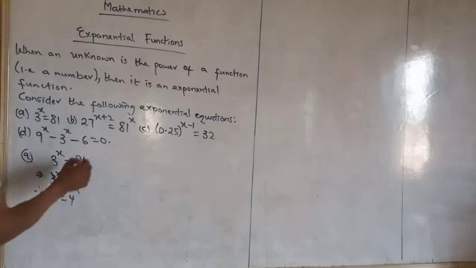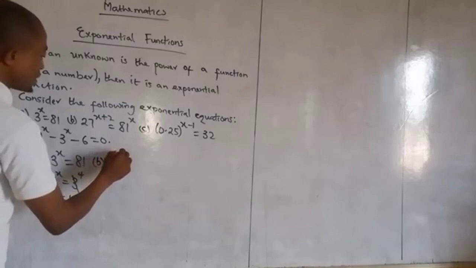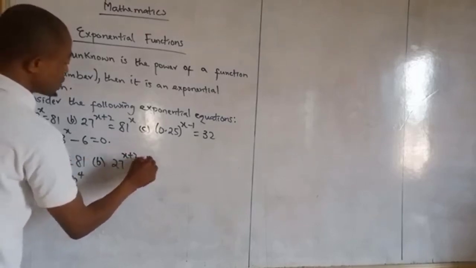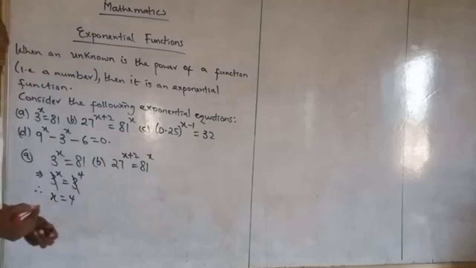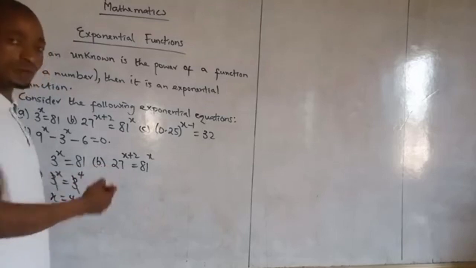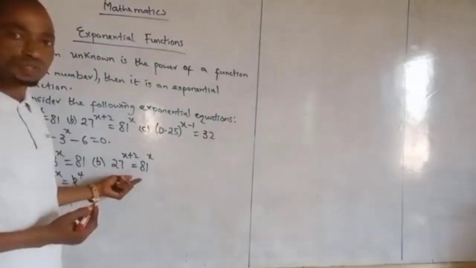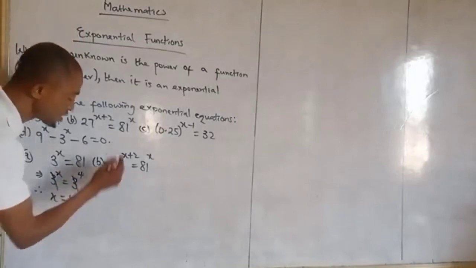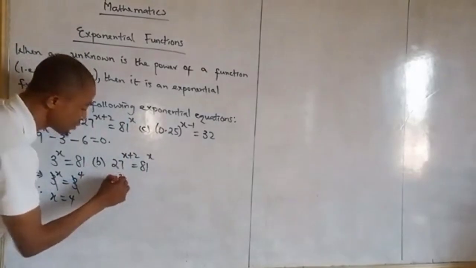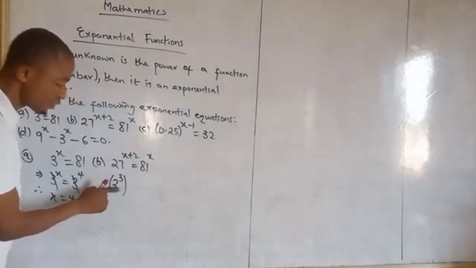So for B, for question B, we have 27 to the power of x plus 2 equals 81 to the power of x. So we can express 27 in power of 3. We can also express 81 in power of 3. So for 27, that's 3 in 3 places. That's 3 to the power of 3. Then in brackets, this is 27, 3 to the power of 3.